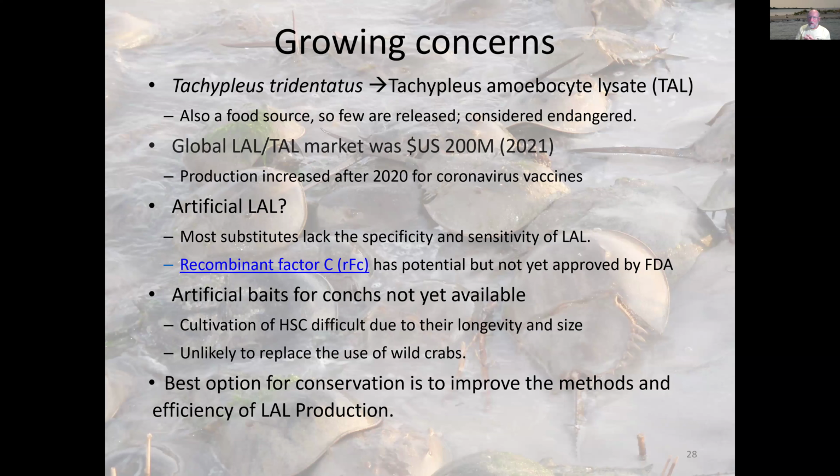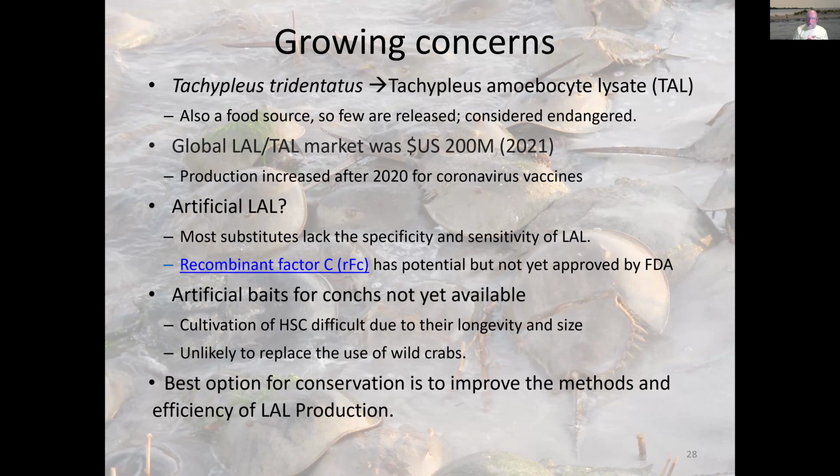There are some growing concerns about this industry. In addition to the American horseshoe crab, the limulus, the Asian horseshoe crab, Tachypleus, is also used for this process, and they produce a similar product, Tachypleus amoebocyte lysate, or TAL. And many of those are also eaten, so they don't get released. The market for this stuff in the US is about $200 million, and it increased during the coronavirus epidemic. So a lot of people are looking into trying to find a way to produce an artificial product that will replace the use of the real blood from the horseshoe crabs.